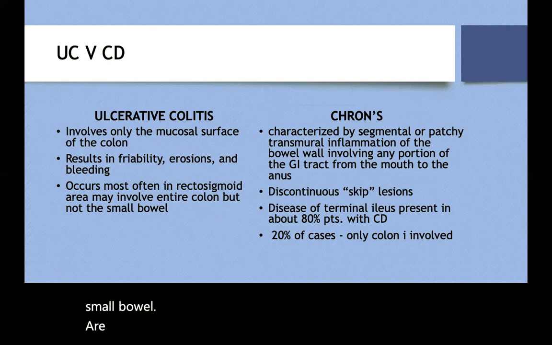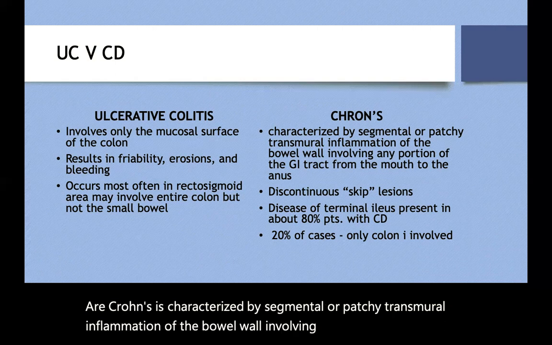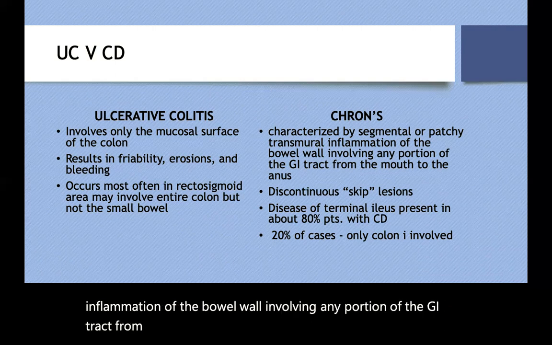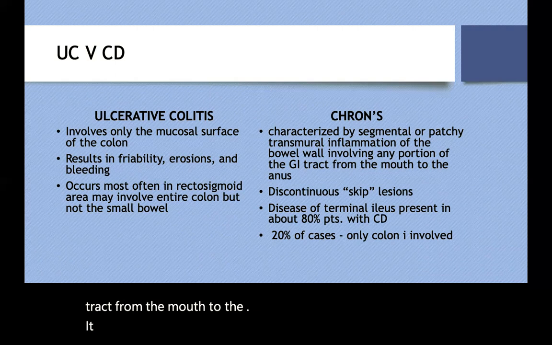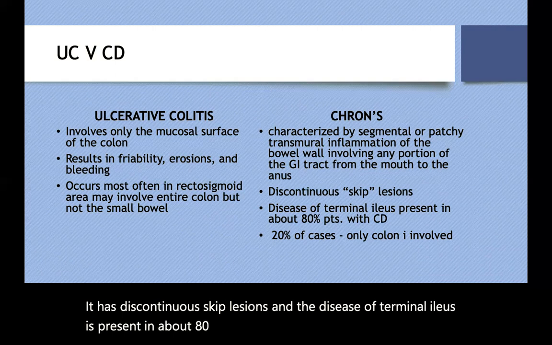Crohn's is characterized by segmental or patchy transmural inflammation of the bowel wall involving any portion of the GI tract from the mouth to the anus. It has discontinuous skip lesions, and disease of the terminal ileum is present in about 80% of patients with Crohn's disease.